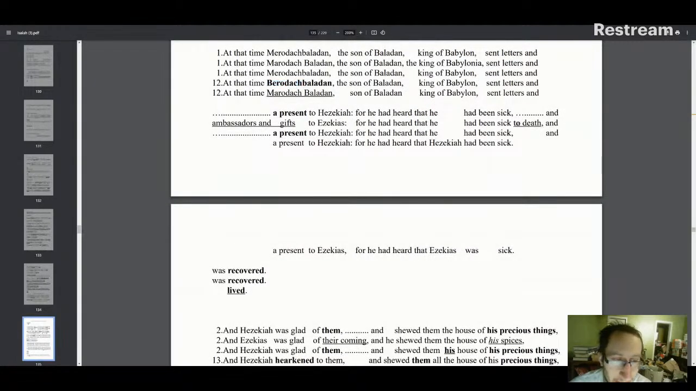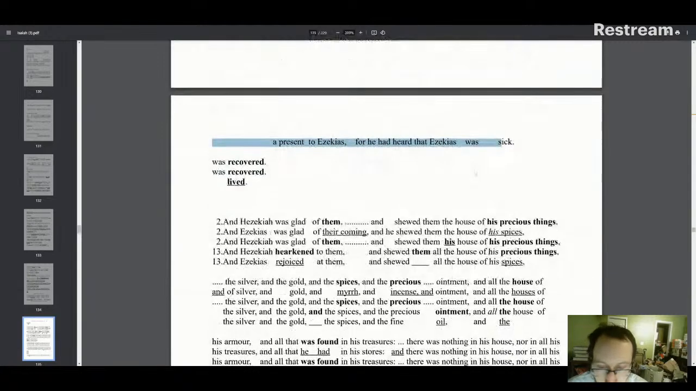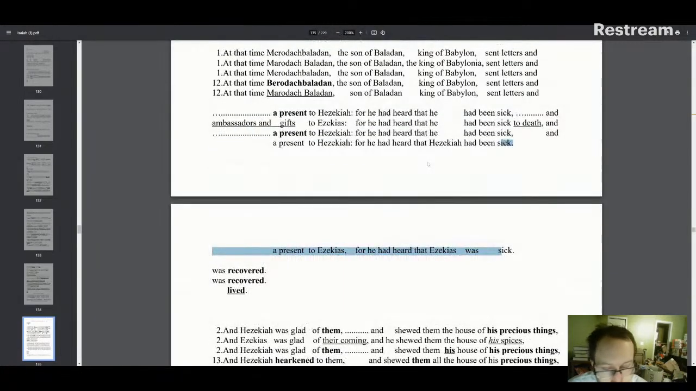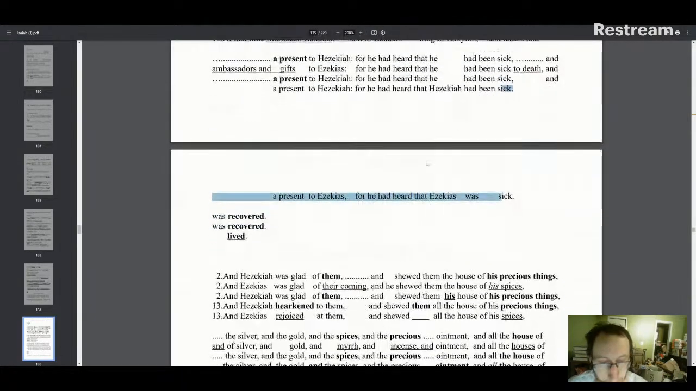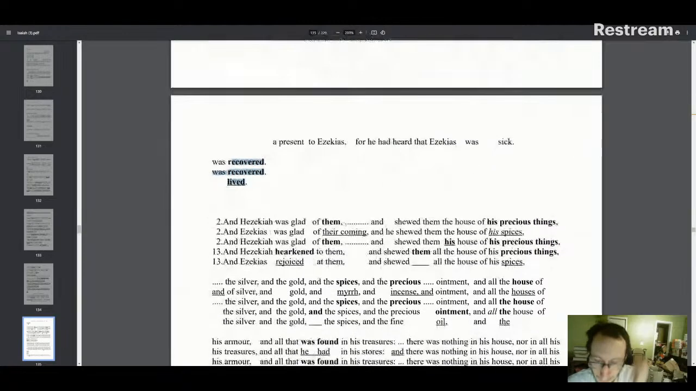Had been sick to death. Isaiah Septuagint, the only one that says that. Ambiguity is more preferred here. So sick. All other versions agree sick. So you'll go with that. Then, let's see here. 2 Kings. So Isaiah is the only one that says and was recovered. 2 Kings doesn't say and was recovered.